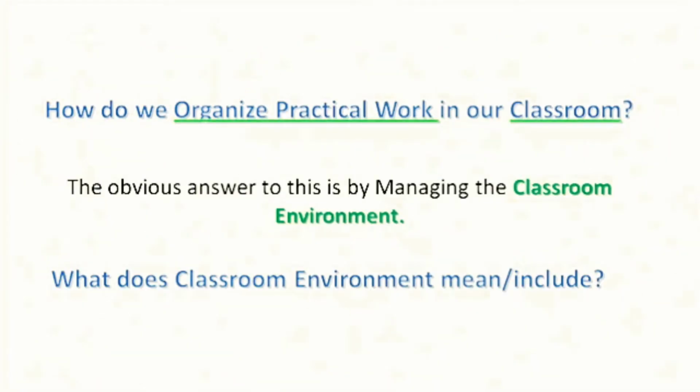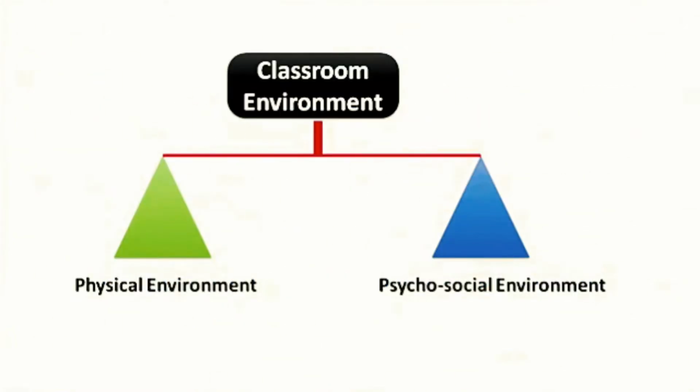So, how do we organize practical work in our classroom? The obvious answer to this is by managing the classroom environment. So, what does classroom environment mean, or what does it include? Well, when we look at the classroom environment, it's a two-pronged process. There are two components to this. The very first one is the physical environment, and the second one is the psychosocial environment.